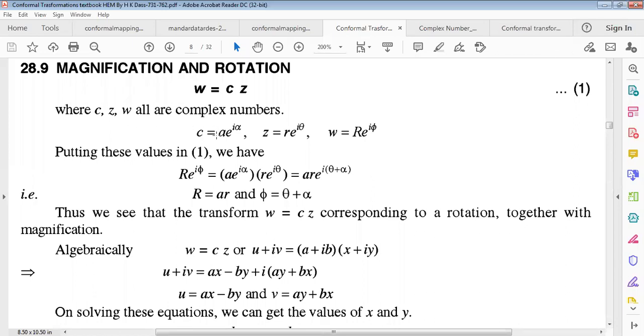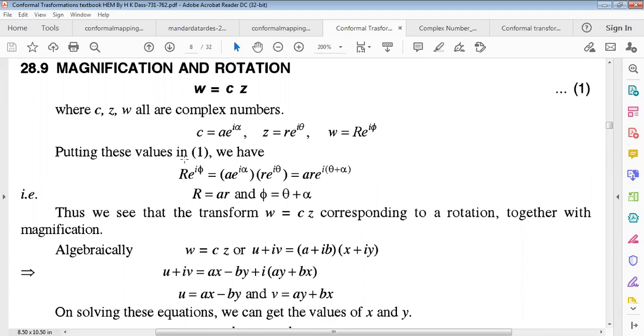So this C equals A into e to the power i alpha. C is the complex number in polar form. We have written C, Z, W in polar form: A into e to the power i alpha, Z equals R into e to the power i theta, and W equals capital R into e to the power i phi.